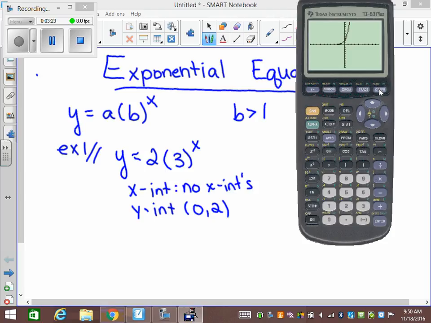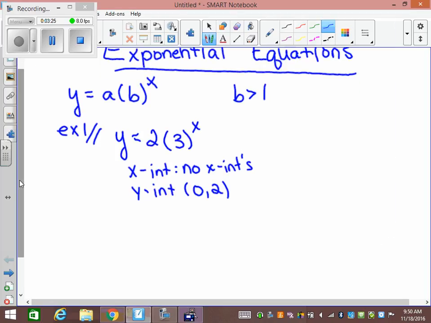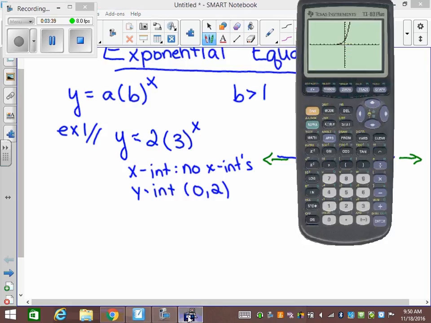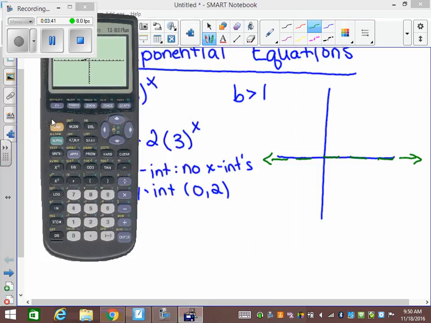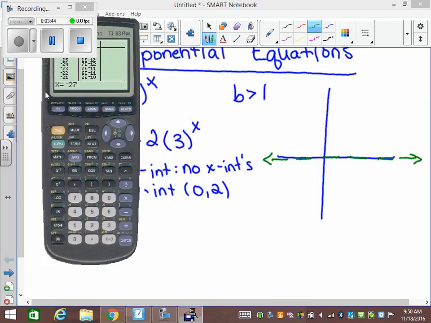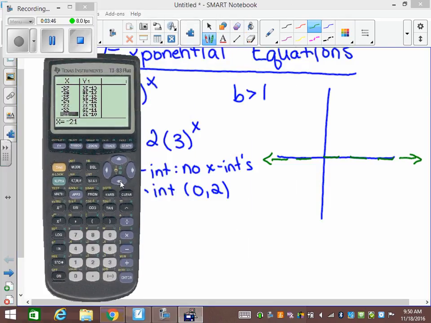So if I drew this graph, if I just did a little sketchy sketch over here, I'm going to have an asymptote on the x-axis, which is a dashed line. So that means you can't touch it, right? There's an asymptote on it. Now, if I plot some of the points on it, I can go second table, and this way again.